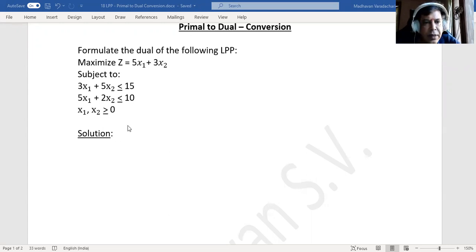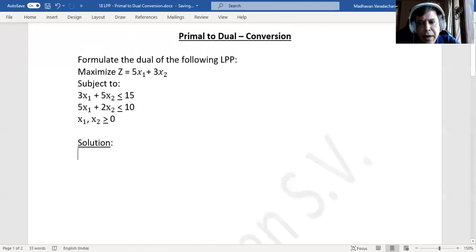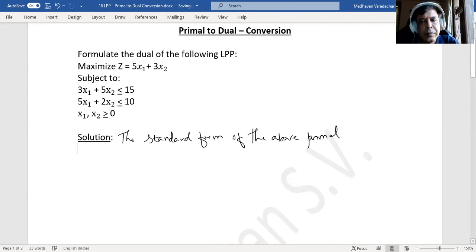First step is to write down the standard form of the whole linear programming problem, that is, the standard form of the above primal. In standard form, we again rewrite the same objective function. Then the constraints we incorporate here, both are having less than or equal to sign.